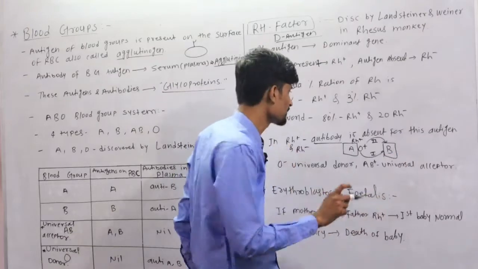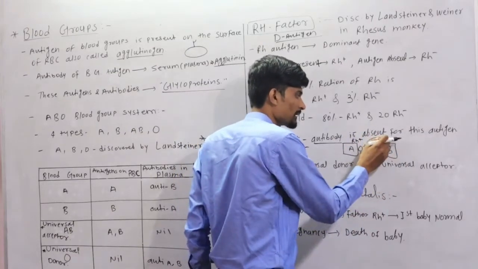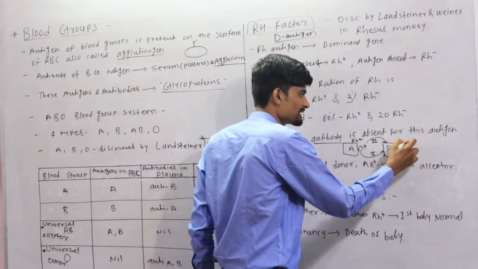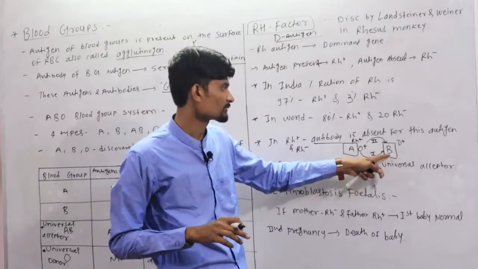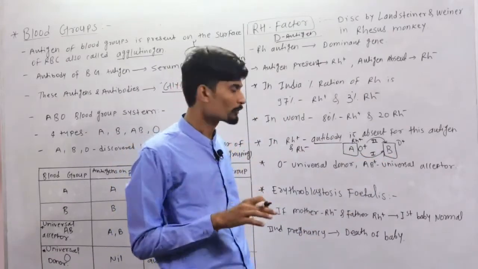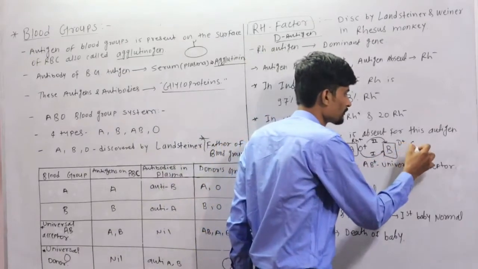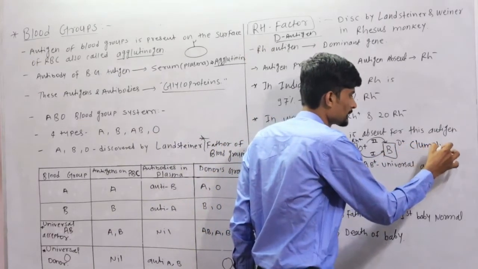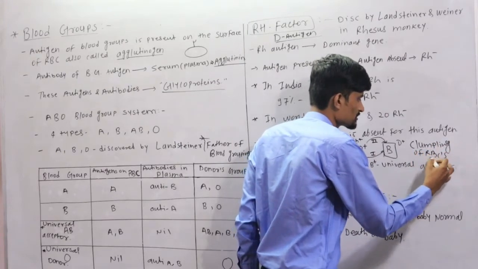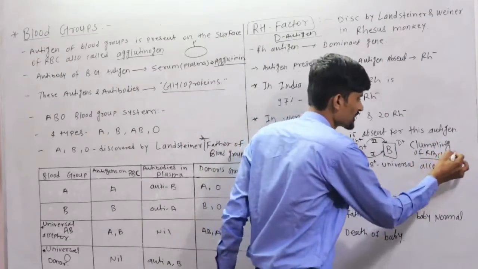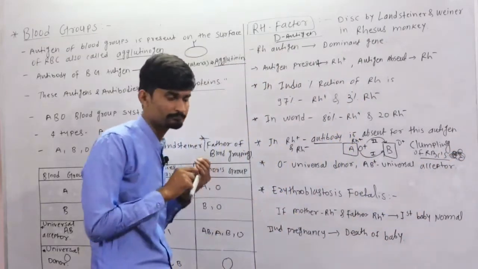So what will happen during the second time? When we donate the blood, the D antigen or Rh antigen is present, and this person's body has already produced the antibodies for this D antigen or Rh antigen. So there will be clumping of RBCs during the second time, meaning there will be formation of clots, and the RBCs will be destroyed.